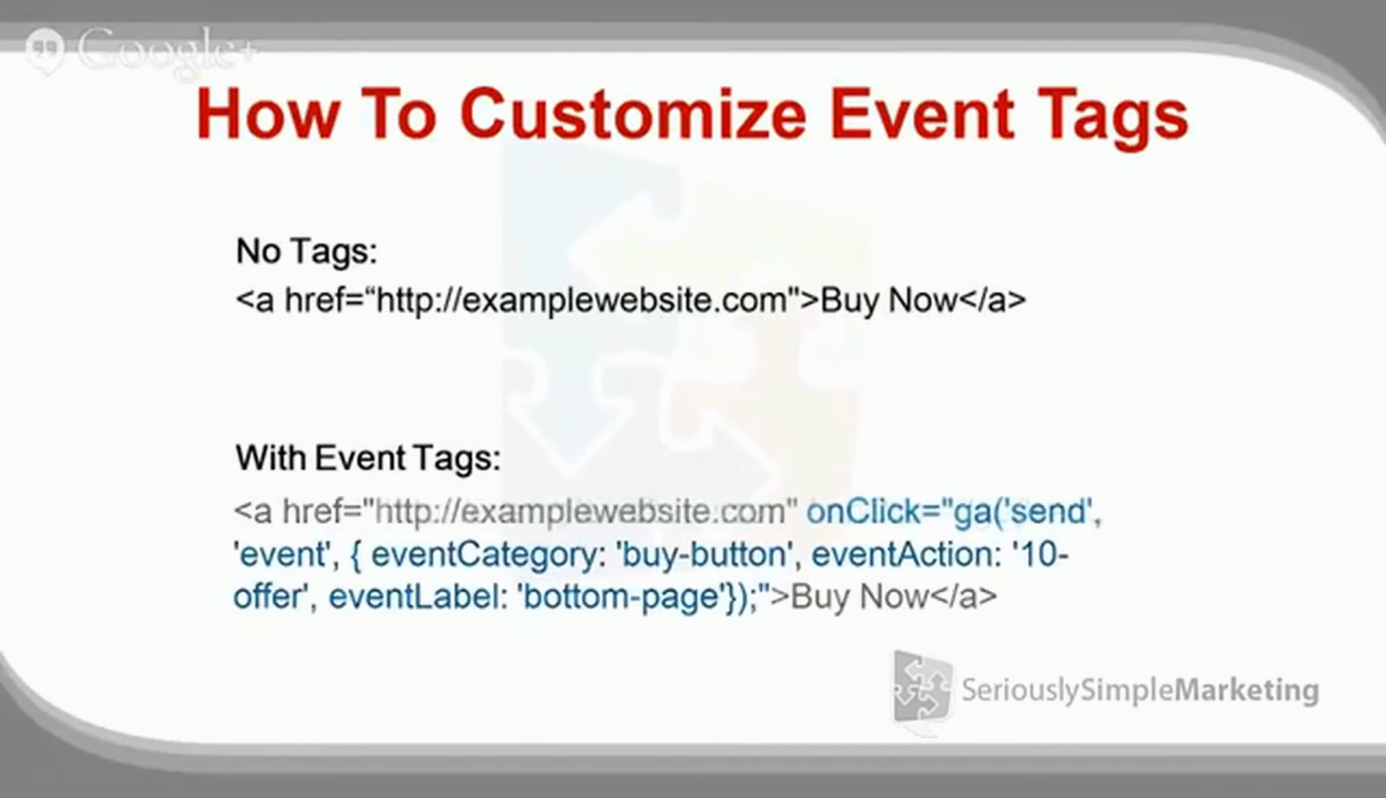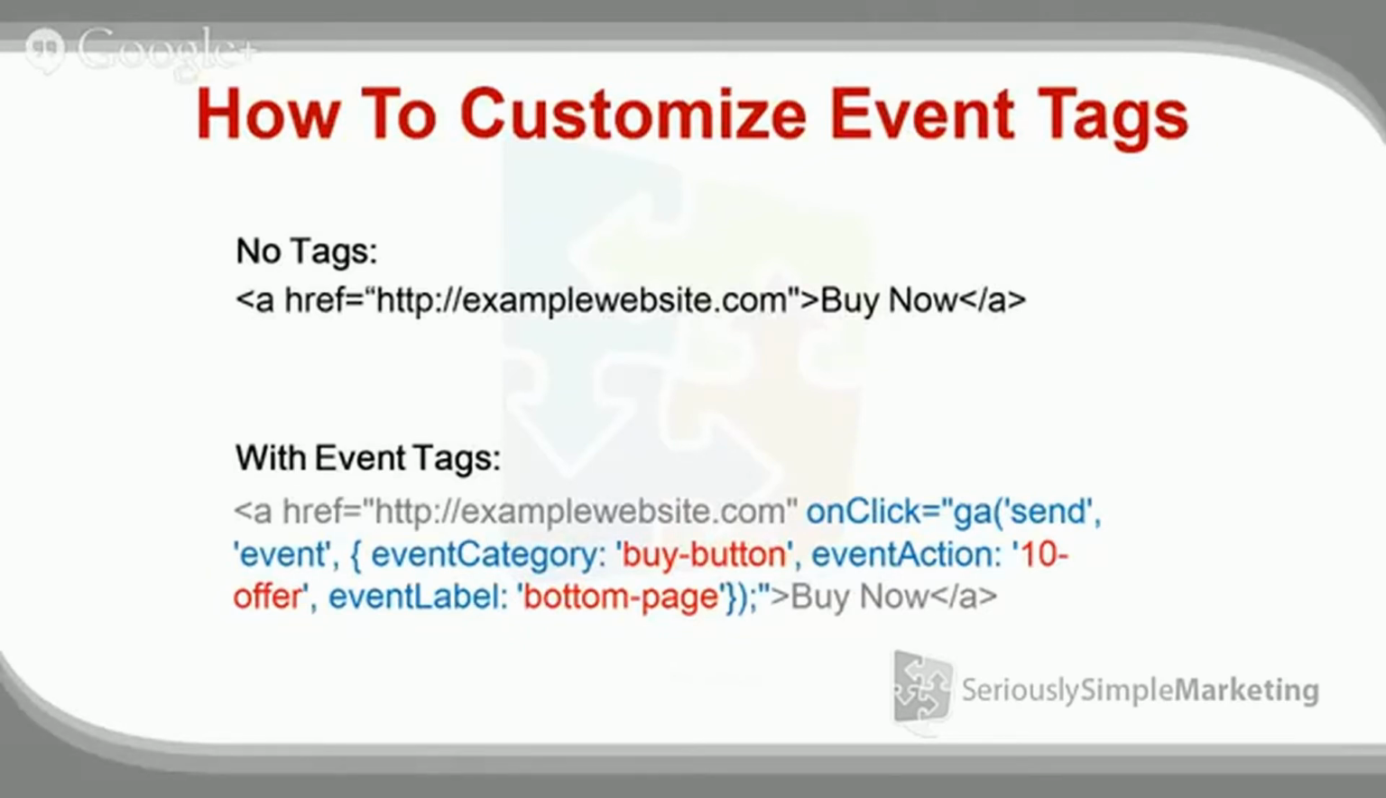But this bottom one here, I'm going to shade this a little differently. This bottom one here has this little section now on it, this little onclick equals, and then there's everything that's in blue. What this will do is it will tell it when they click on buy now, take them to examplewebsite.com, because that's what the link is, but also report back to Google Analytics. And what you're going to report back, and I'm going to put these in red, is the category is buy button, the action is 10-offer, the event label is bottom-page.